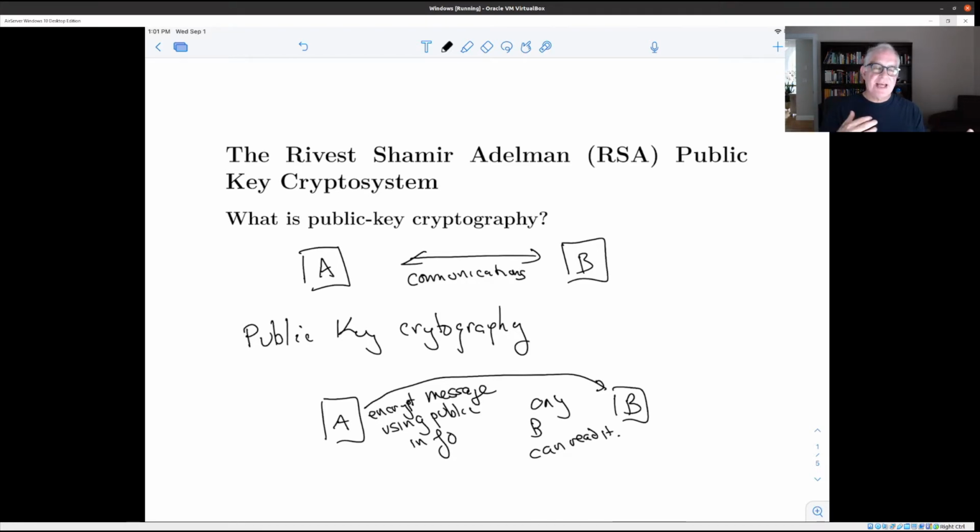And you can reverse that. It could be the other way around. That is to say, the method for taking things out of code could be public, and the method for putting them in could be secret. But the two are separate, and knowledge of one doesn't give you knowledge of the other.